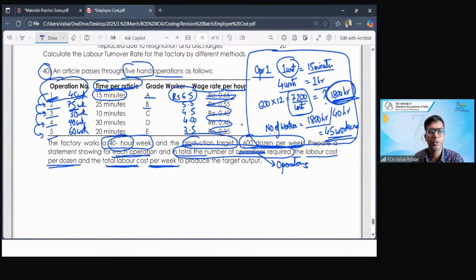Any further questions, students? Anybody wants to know any other concept? Anybody has any doubts? No?